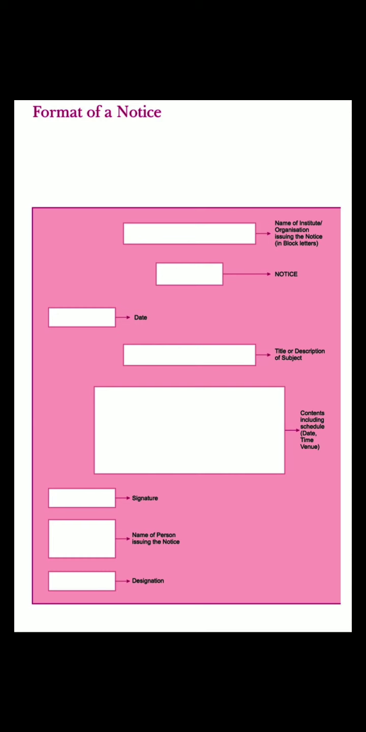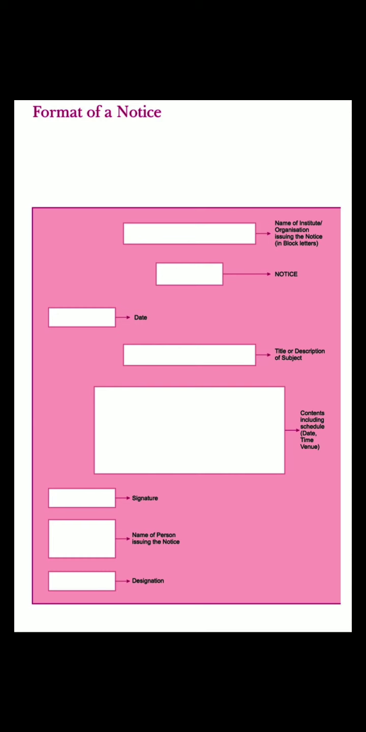We should not write date as, for example, 04/05/2020. We should not write date in this format. We should write date in the format like May 4th, 2020, or May 4, 2020. This is how you should write date.